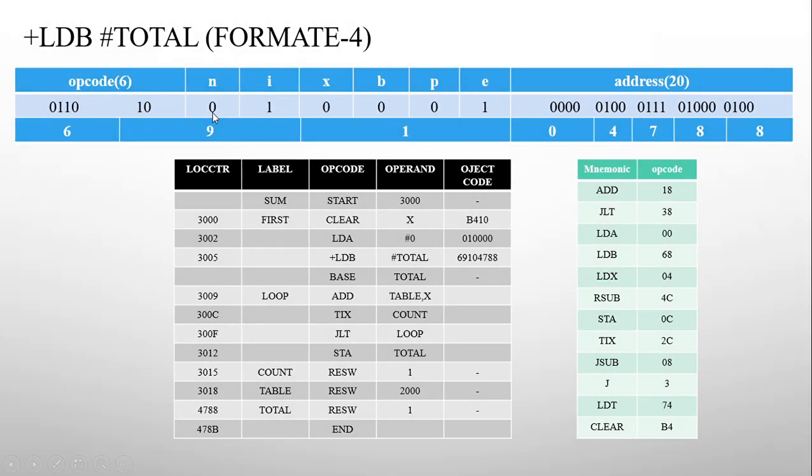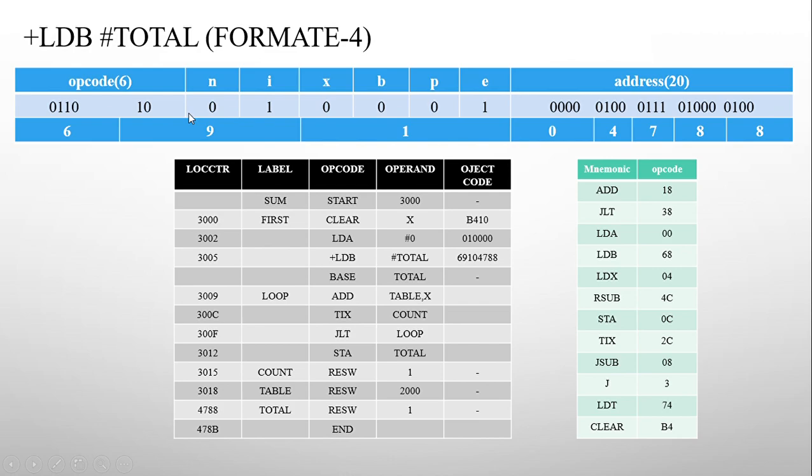Next, let us consider the next instruction, that is +LDB #TOTAL. Here we are having a plus. Plus is nothing but format 4. Therefore, format 4 consists of 32 bits totally. Out of 32, 6 bits are for opcode. Here the opcode for LDB is given in this table, that is LDB, which is nothing but 68. We need to consider only the most significant 6 bits. For 6 we are writing 0110. For 8 we are getting 10 as the most significant bits.